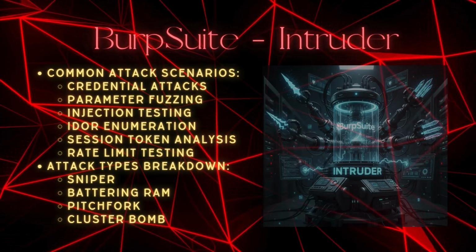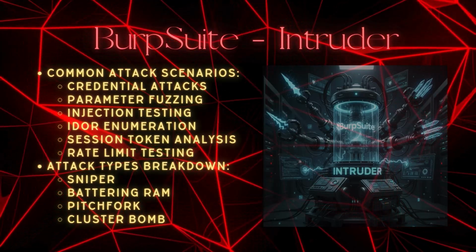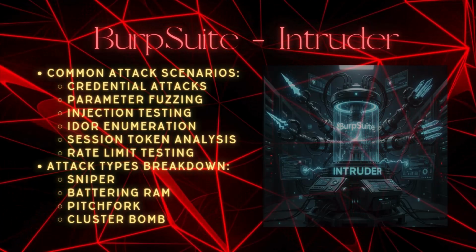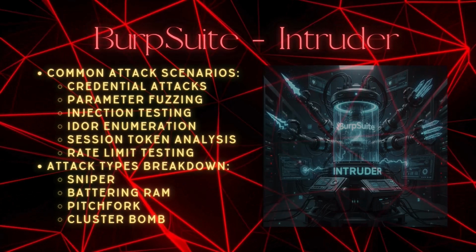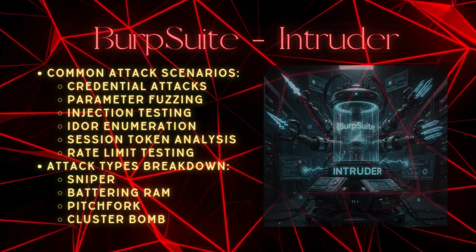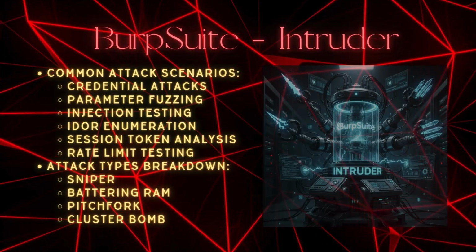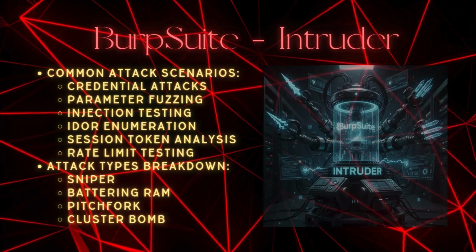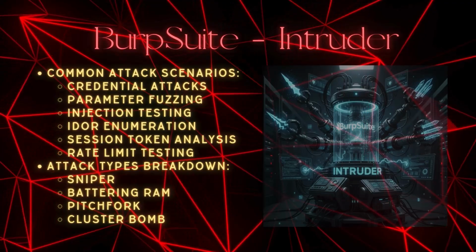Intruder is an advanced fuzzing engine that automates customized attacks against web applications. Here's the workflow. Number 1, capture a baseline request. Intercept a normal request that you want to modify. Number 2, mark injection points. Identify which parts of the request you want to fuzz. Number 3, load payload sets. Choose your attack data: usernames, passwords, SQL injection strings, etc. Number 4, configure attack type. Select how payloads are inserted. Number 5, launch and analyze. Send thousands of requests and compare responses to identify anomalies.